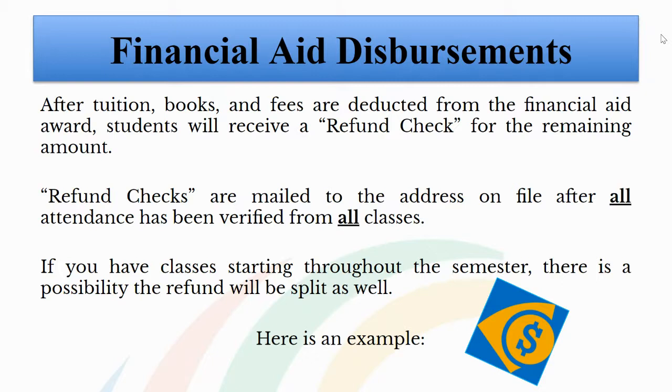And then if classes are starting throughout the semester, there is a possibility the refund will be split. So if they have classes that start in August and some that start in October, there will possibly be two refund dates. It's all different per student, so we can't really gauge on that.